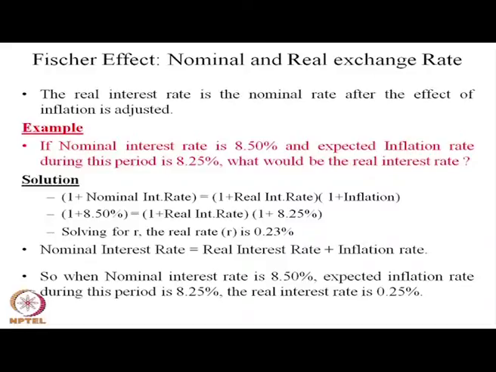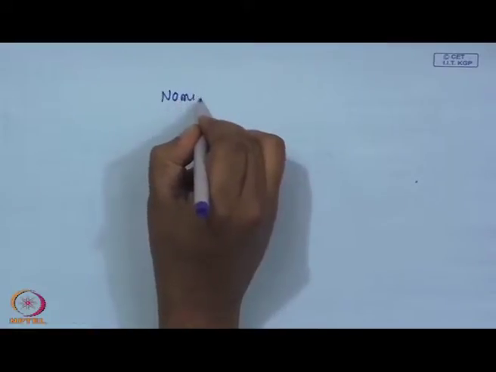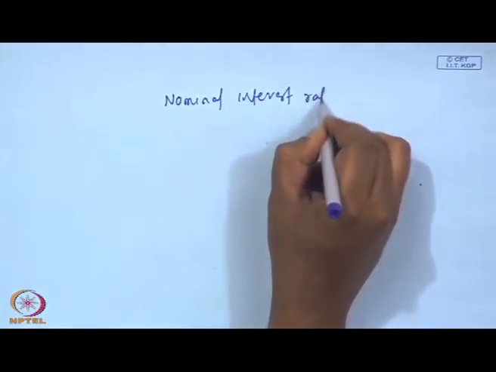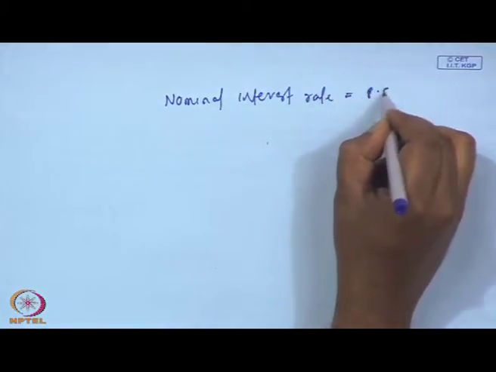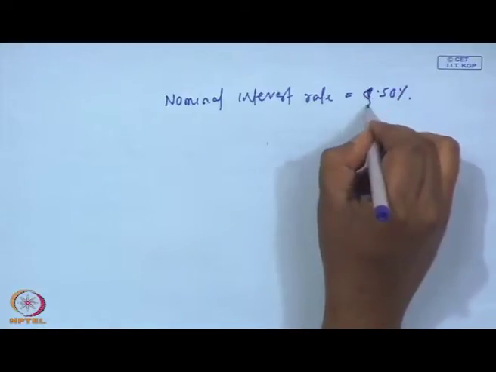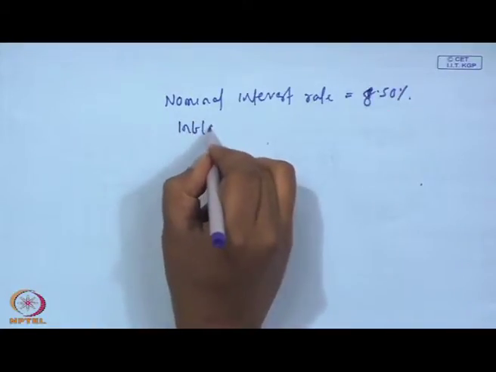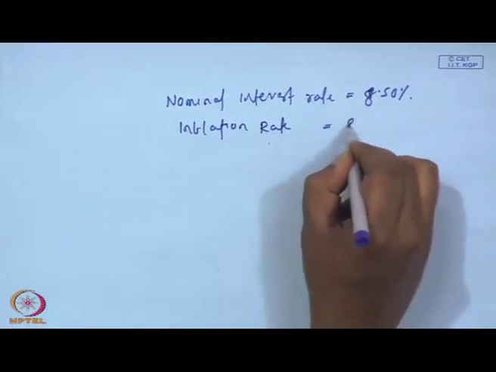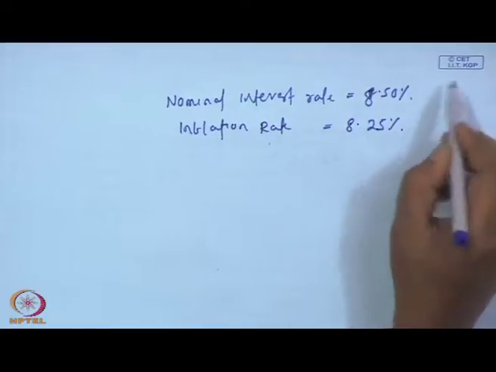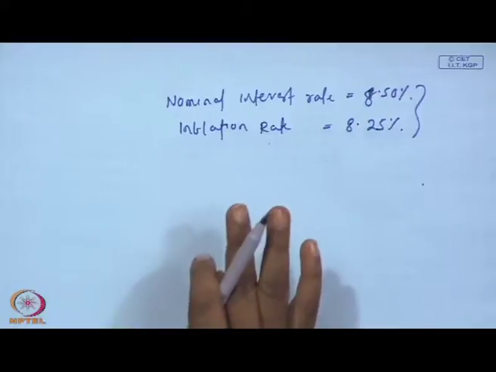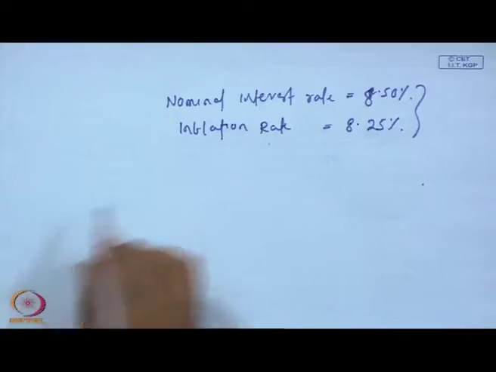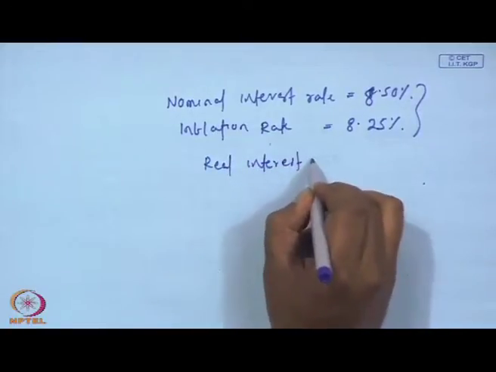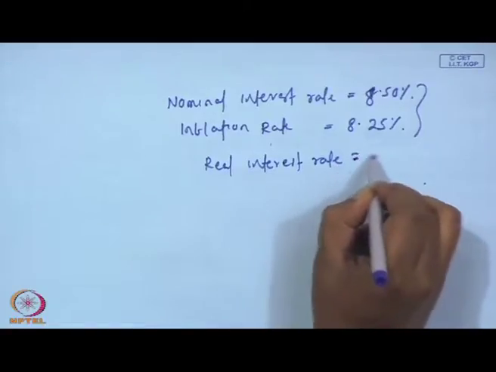So, here our nominal interest rate is 8.50 percentage and inflation rate is 8.25 percentage. Both are annualized rates, meaning annual inflation rate and annual interest rate. Now, we have to estimate what will be our real interest rate. We want to estimate this.